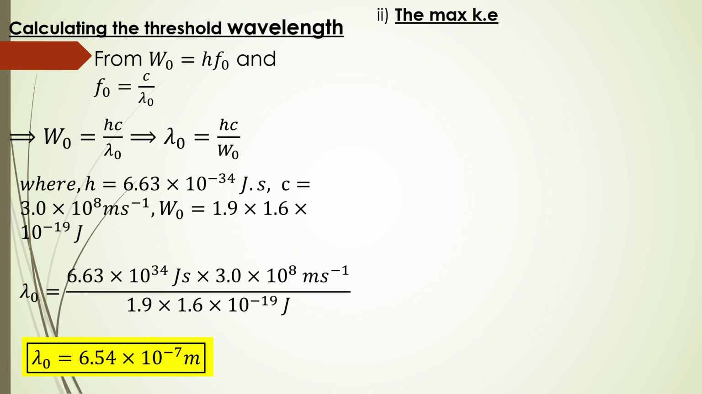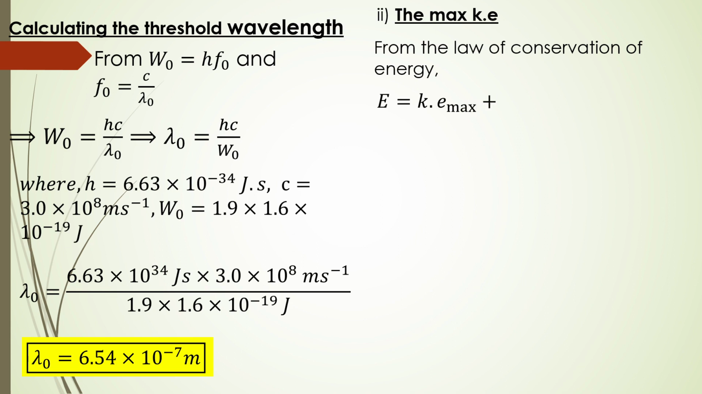So Roman 2, you are calculating the maximum kinetic energy. Calculating the maximum kinetic energy is from the law of conservation of energy, which says that the energy, E, there stands for the energy of the light. When light is incident on a clean metal surface, it will first of all set the electrons into motion, and that electron in motion will possess kinetic energy. Plus the work function now, which is the energy required to eject the electrons from the metal surface. From there we can make KE max the subject of the formula. We have that KE max is E minus W0.